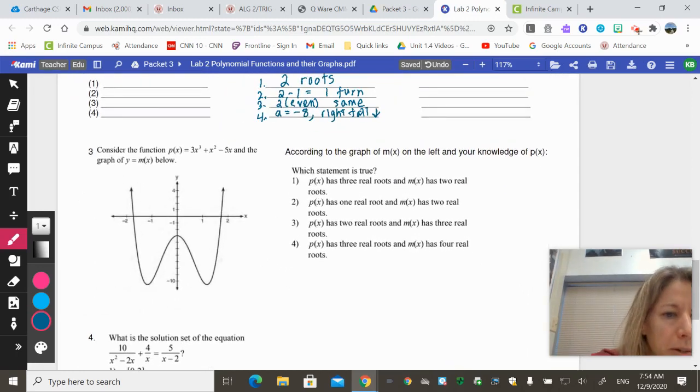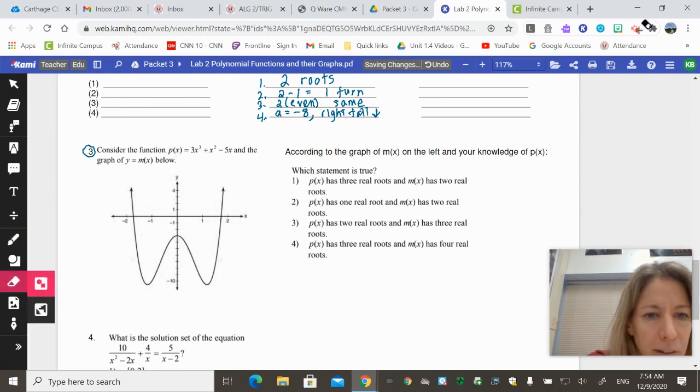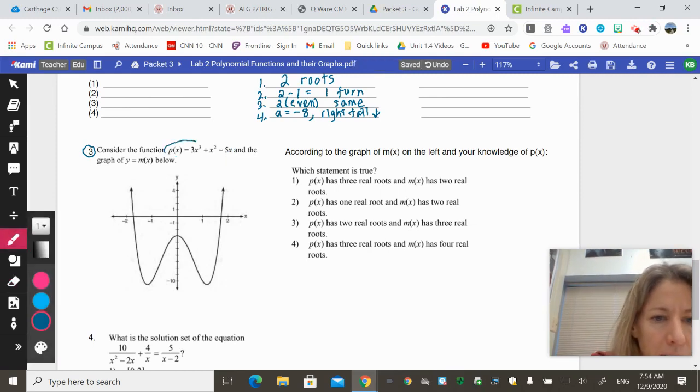All right, number 3, I'm just going to talk to you a little bit about. This was a previous Regents question. And I just want to point out that it says consider the function p of x, which for p of x, they only give you the equation for. Okay, the graph below does not go with p of x. I want to cover up that x with a 5. All right, so this is p of x. And then this is a separate graph. This is y equals m of x. This is a separate function.